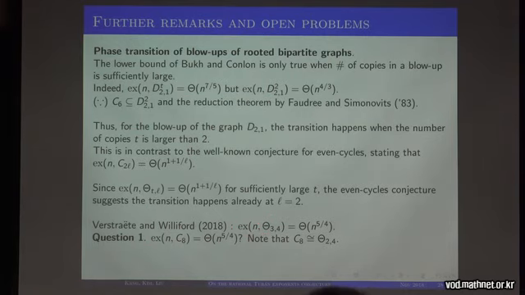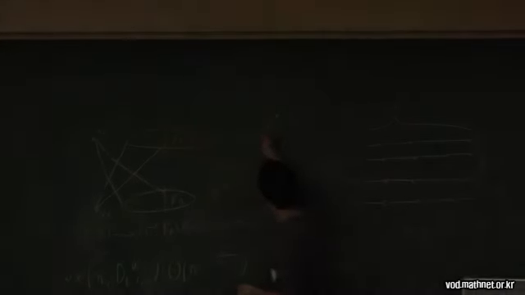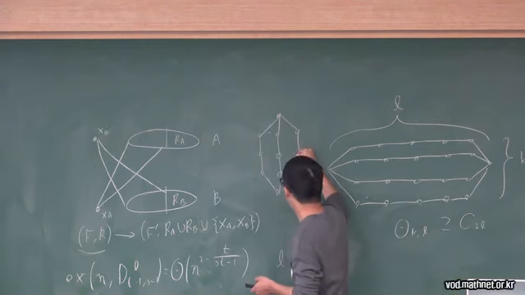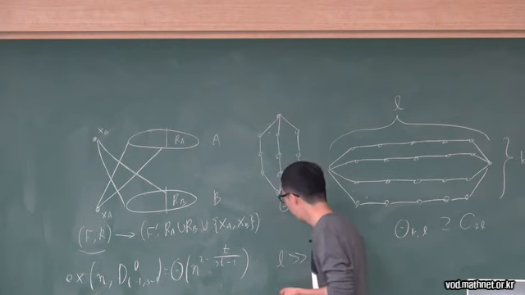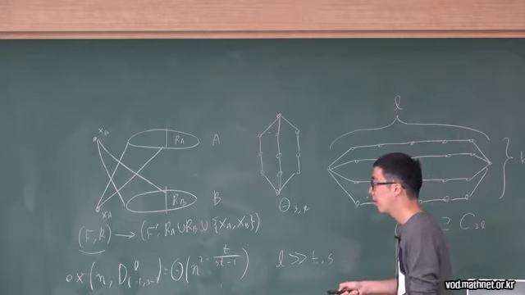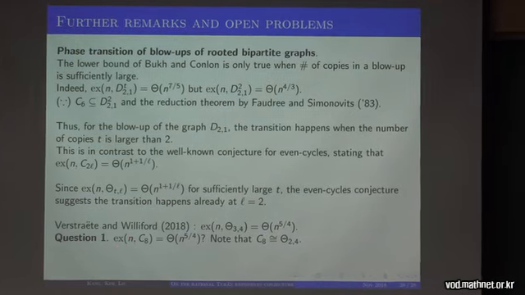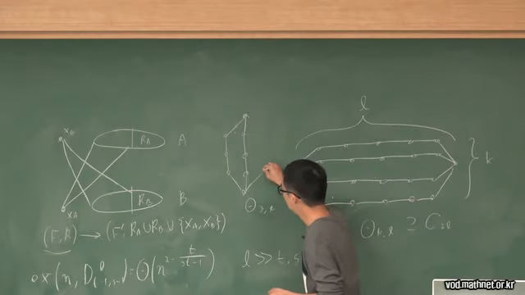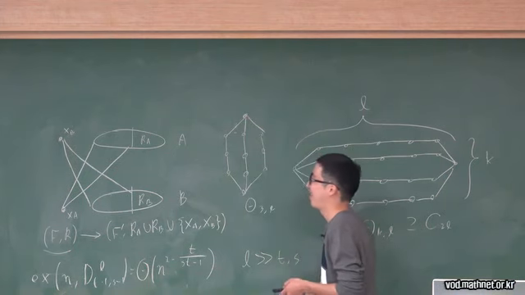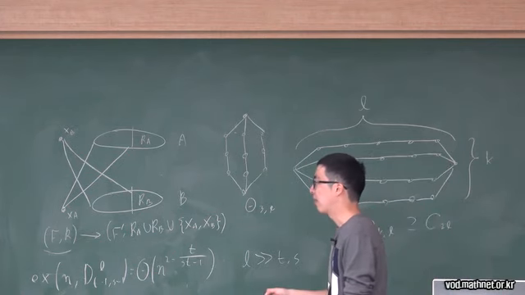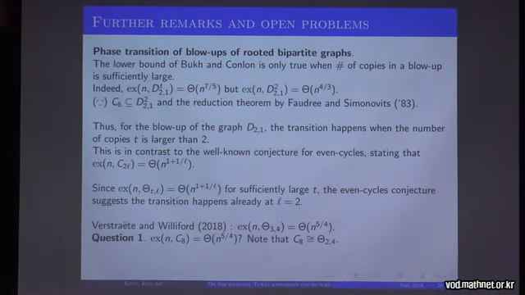They obtain the bound on the extremal number of theta 3, 4, which is exactly this. But actually, we don't know the extremal number of C8. So C8 is this. If we attach a single path on the cycle of length 8, then we obtain the tight bound, but we still don't know about the even cycle of length 8.